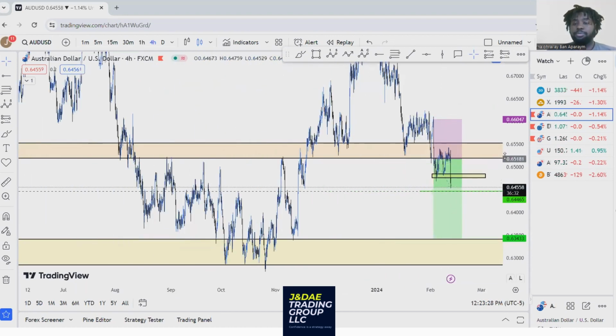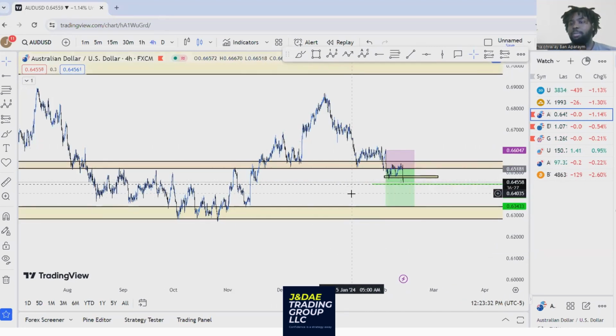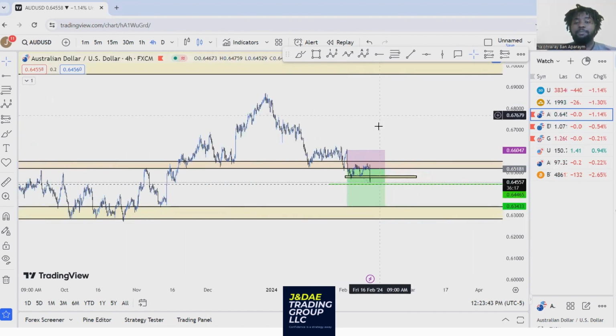So let's go over. The first thing I did, guys, I marked up my supply and demand. If you guys know I trade, if you have my trading course, you know what this is. You know the areas that I draw these structures at, etc. First thing I do, I mark up my supply and demand, right?